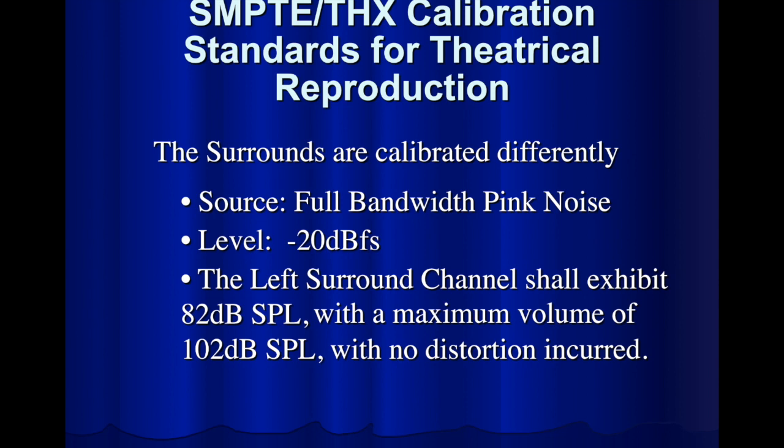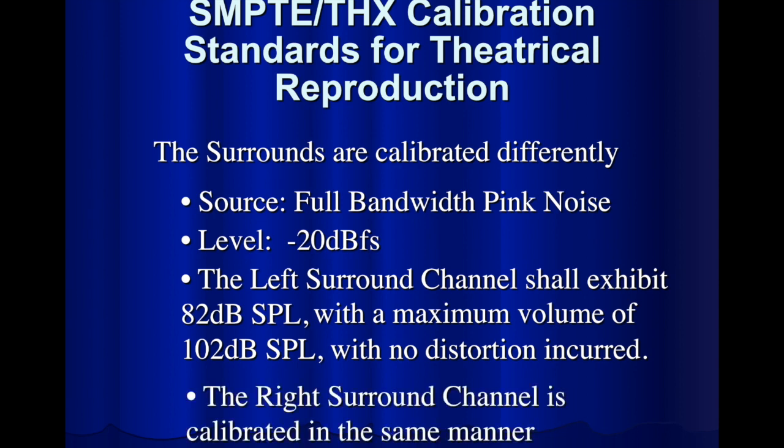Some people can't hear distortion until it's 10%. You'll be able to hear it easily at 1%. That left channel then is turned off, and the right channel is calibrated in the same manner. Full bandwidth pink noise, minus 20 dBFS, set it for 82 dB SPL with a maximum volume of 102 dB SPL.